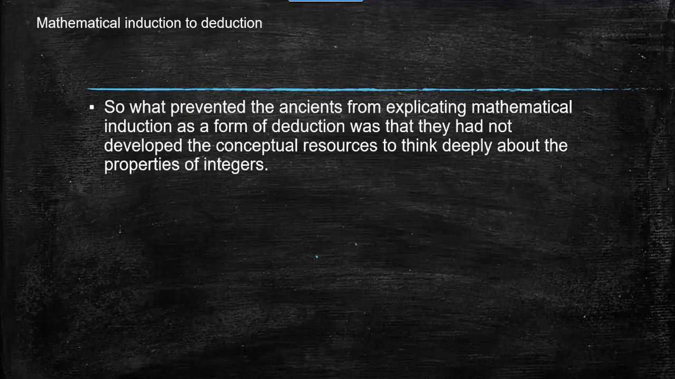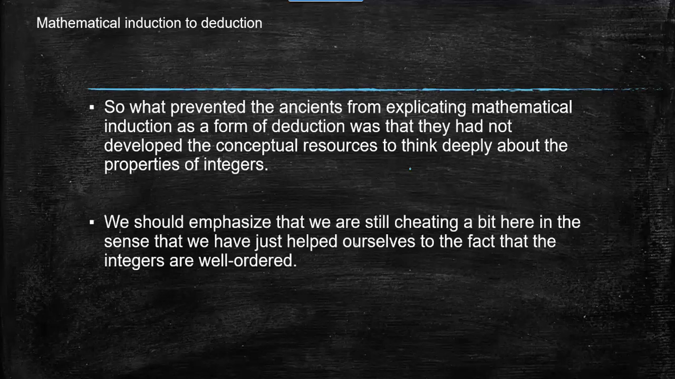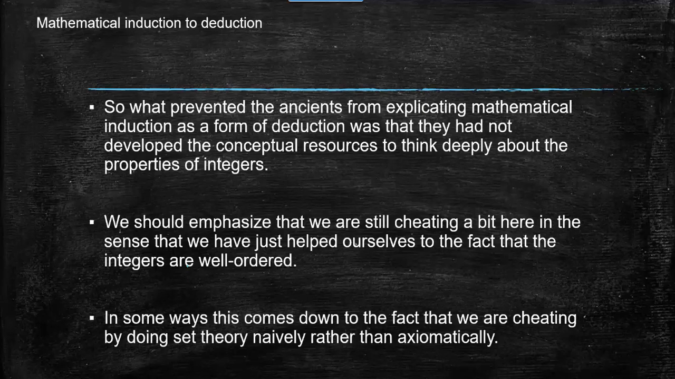So, what prevented the ancients from explicating mathematical induction as a form of deduction was that they had not developed the conceptual resources to think deeply about the properties of integers. We should emphasize that we are still cheating a bit here in the sense that we have just helped ourselves to the fact that the integers are well ordered.